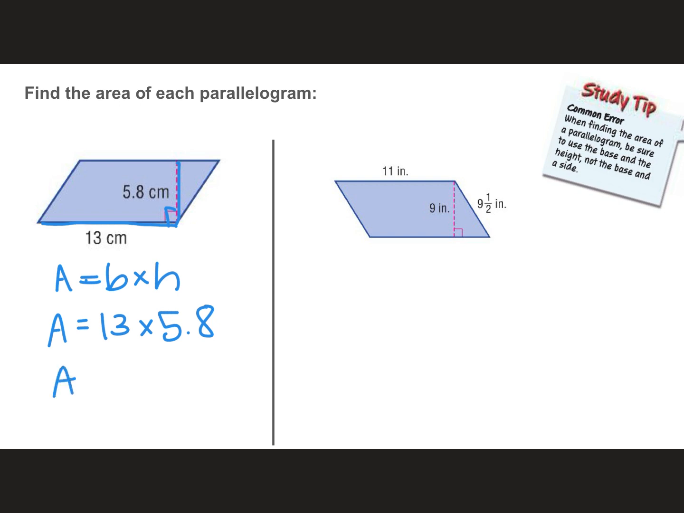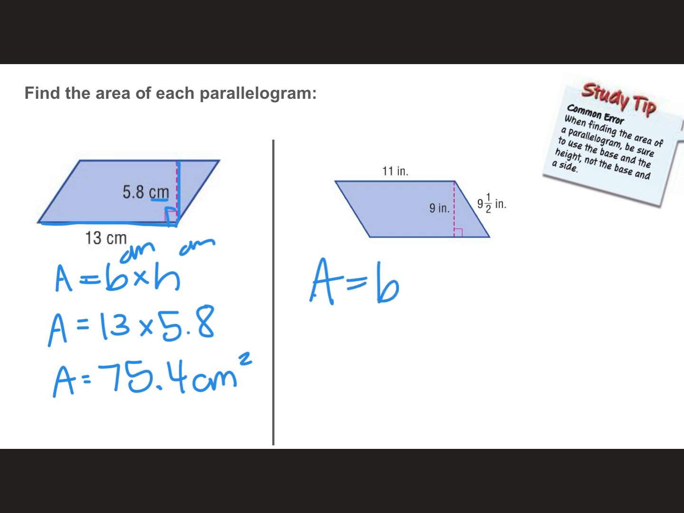And when I go ahead and multiply those together, it would be 75 and 4/10. When we are labeling area, since we are taking centimeters times centimeters, that makes it centimeters squared. So area is always squared with that little 2. And in this case, we were using centimeters. Let's try it again on this one.